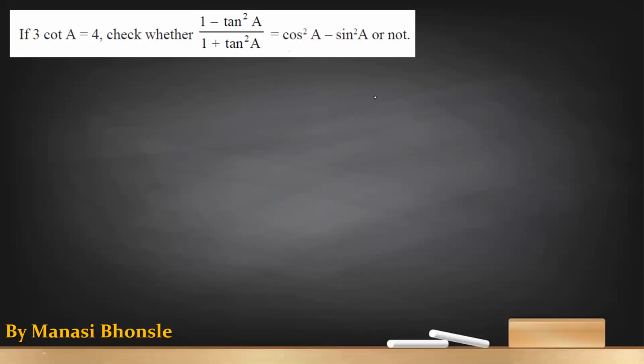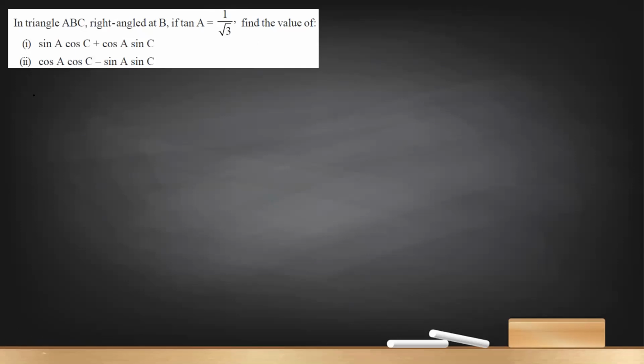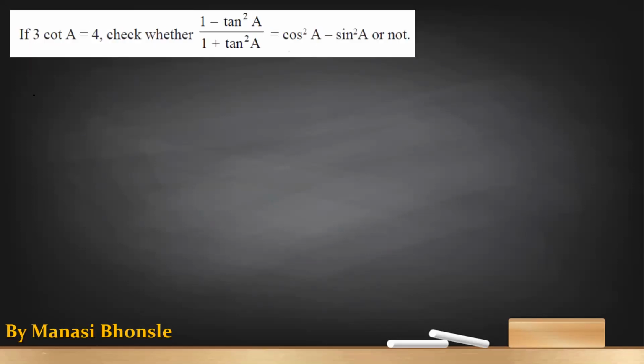Now this is the question. It says 3 times cot A equal to 4. So check whether this entire thing is equal to this entire thing. So for this, we have to calculate the LHS and RHS separately. The first and foremost thing which is given, it says that 3 times cot A is equal to 4. So therefore, can we say that cot A is equal to 4 upon 3?